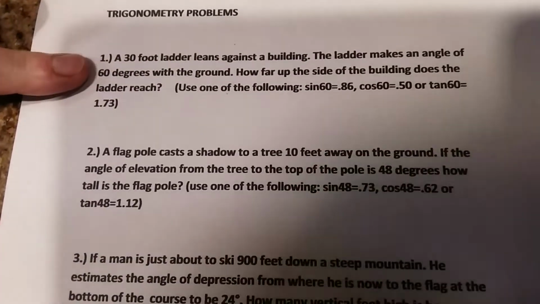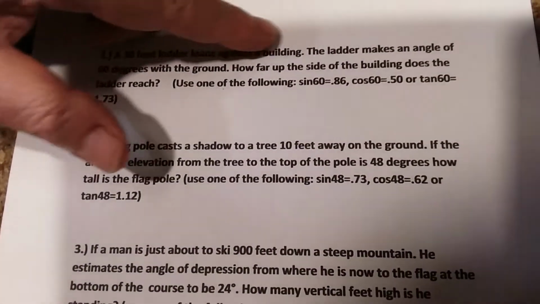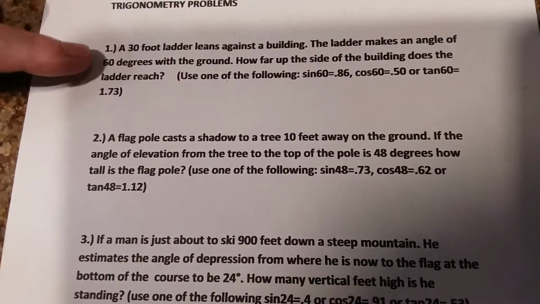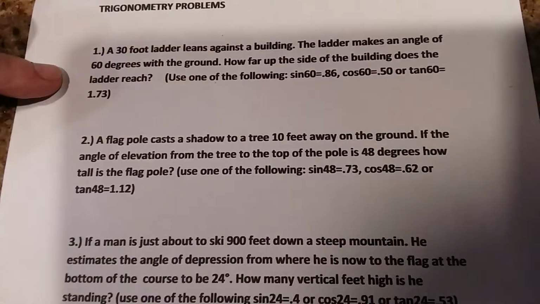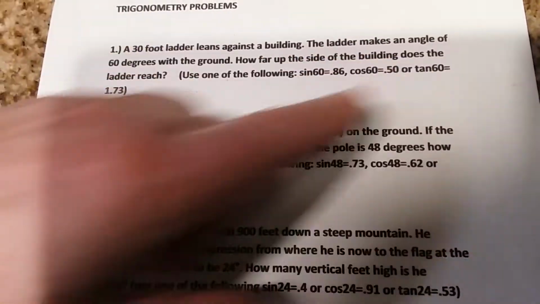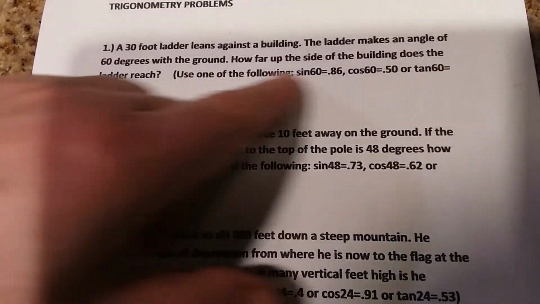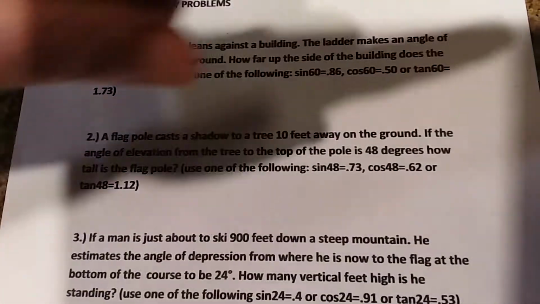Okay, now the first problem says a 30-foot ladder leans against a building. The ladder makes an angle of 60 degrees with the ground. How far up the side of the building does the ladder reach? And then this part I'll explain in a minute. Let's go to the diagram.